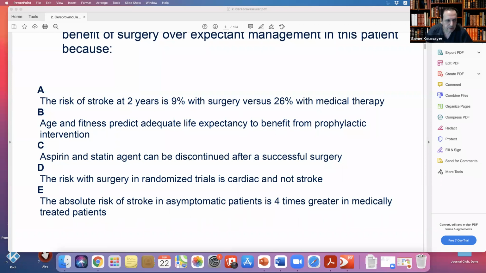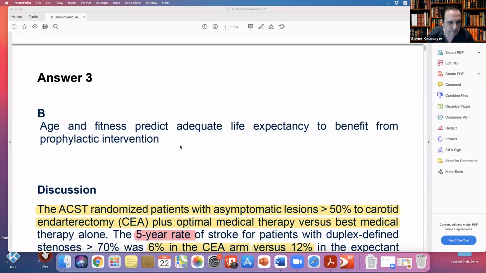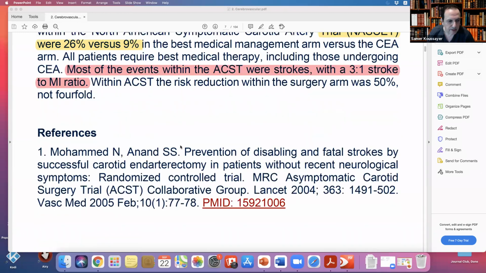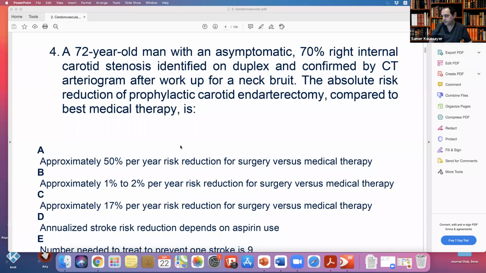The answer is that the benefit of surgery over expectant management would be age and fitness predicting adequate life expectancy to benefit from prophylactic intervention. Excellent, very good. All right, let's go with Sam. Let's see what's number 4. Okay, Sam.